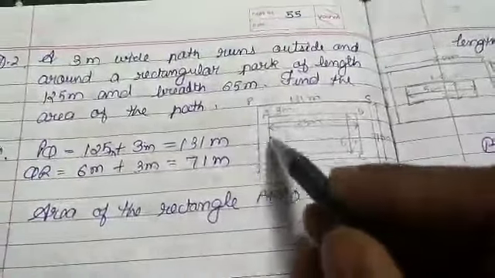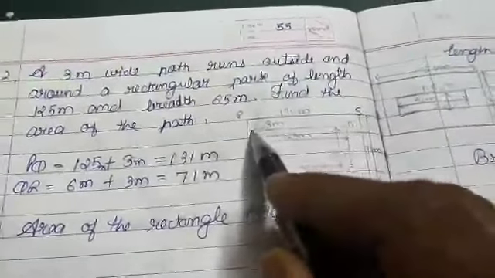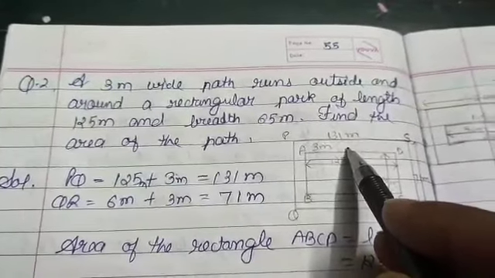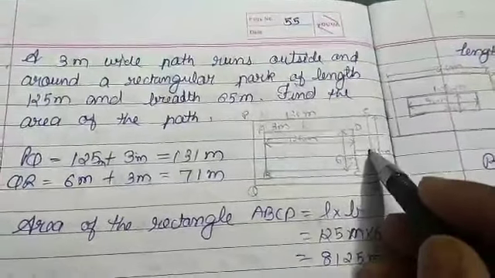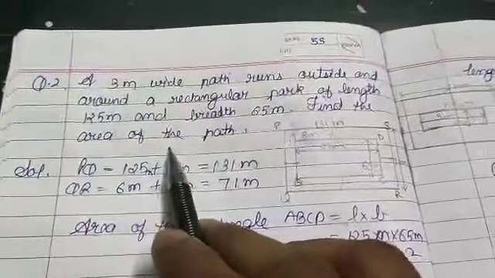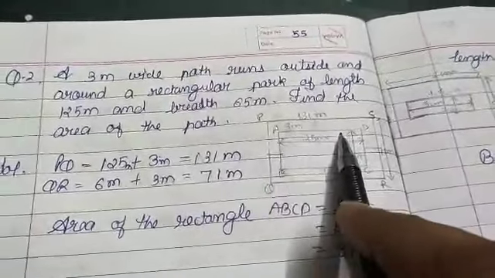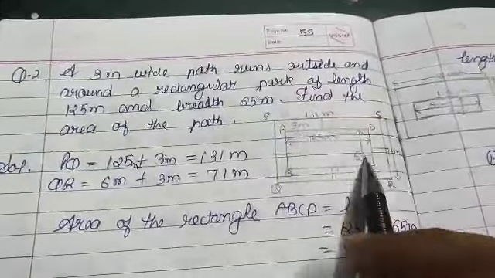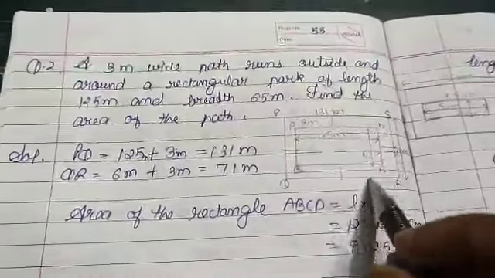First, here is a rectangular park whose length is 125 meter and breadth is 65 meter, and there is a path running outside around the rectangular park which is 3 meter wide. That means 3 meter from here, 3 meter from here, 3 meter from here, 3 meter from here. Now to find the area of the path, we need to find the area of the whole rectangle, that is the area of the park plus the area of the path, and from that we will subtract the area of the park.